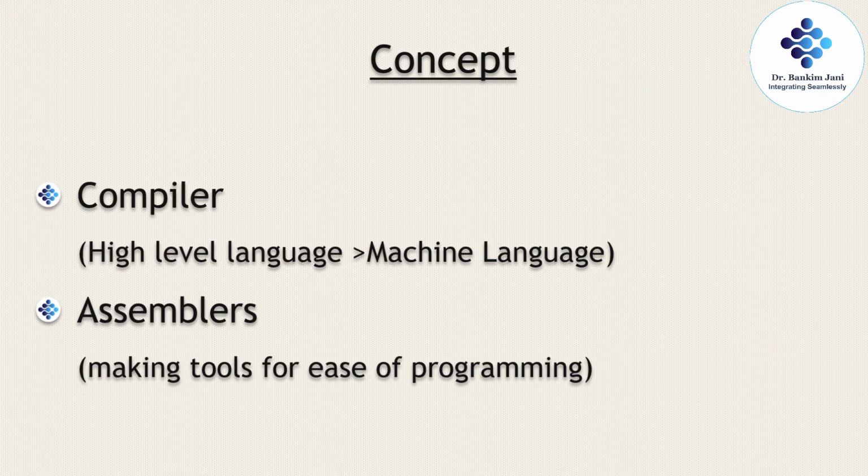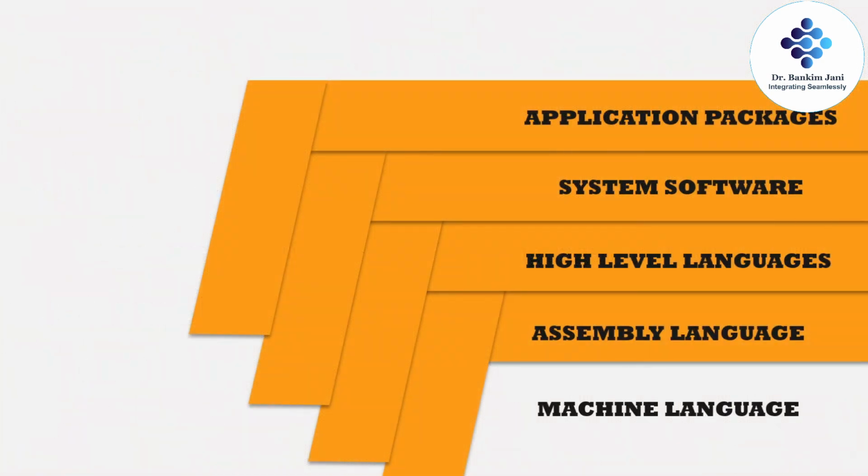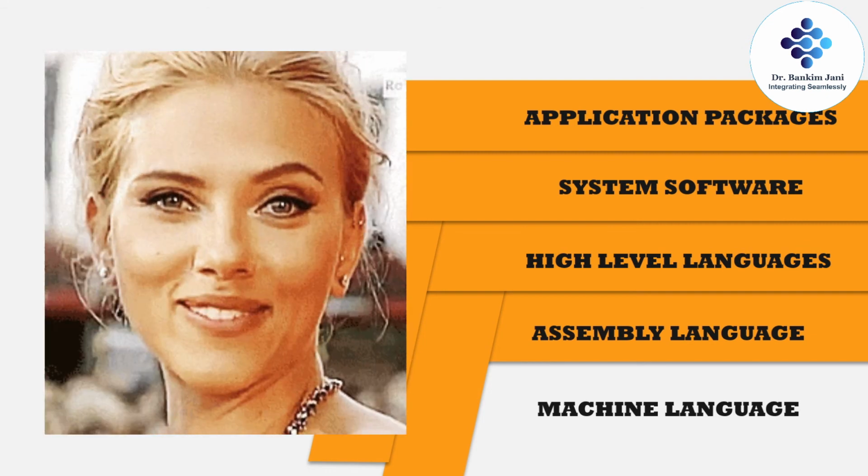So at the end of the second generation, the role of the system programmers was becoming more well-defined. System programmers wrote tools like assemblers and compilers, and these tools were used to write application programs. So here is the complete hierarchy, inside out: machine language, assembly language, high-level language, system software, and application package.